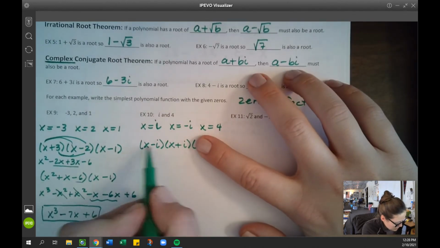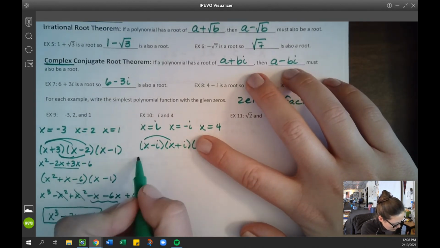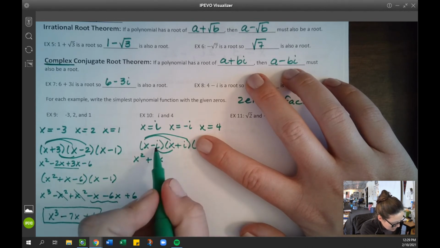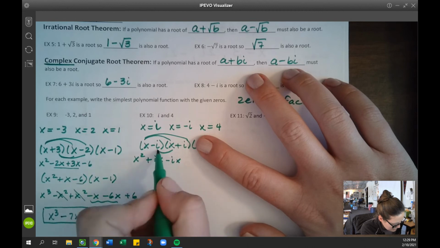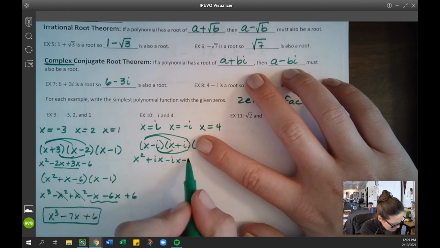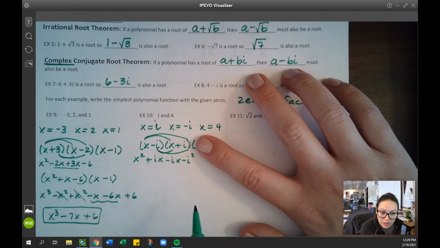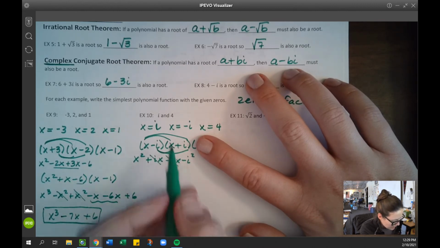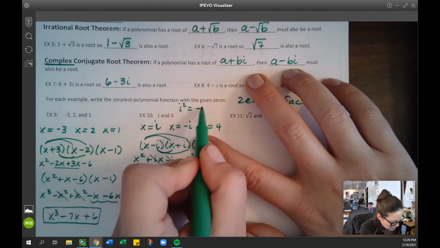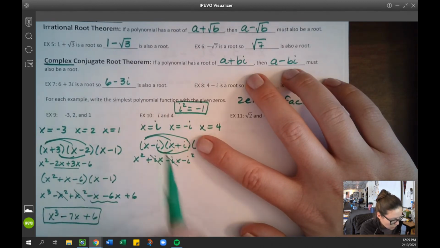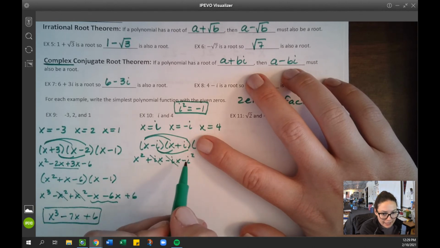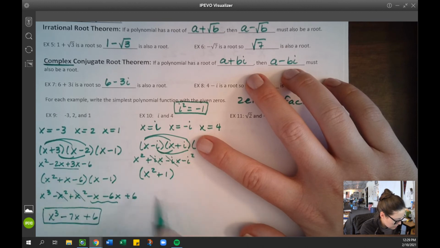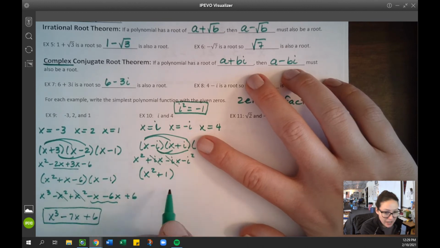So we're going to do x minus i times x plus i. So I have x squared. x times i is ix. Then I have a negative ix. Negative i times i is minus i squared. All right, now let's simplify this. Well, ix and minus ix cancel out, and i squared, remember, equals negative 1. So I have minus negative 1, which is really plus 1. So that all just simplifies to x squared plus 1.